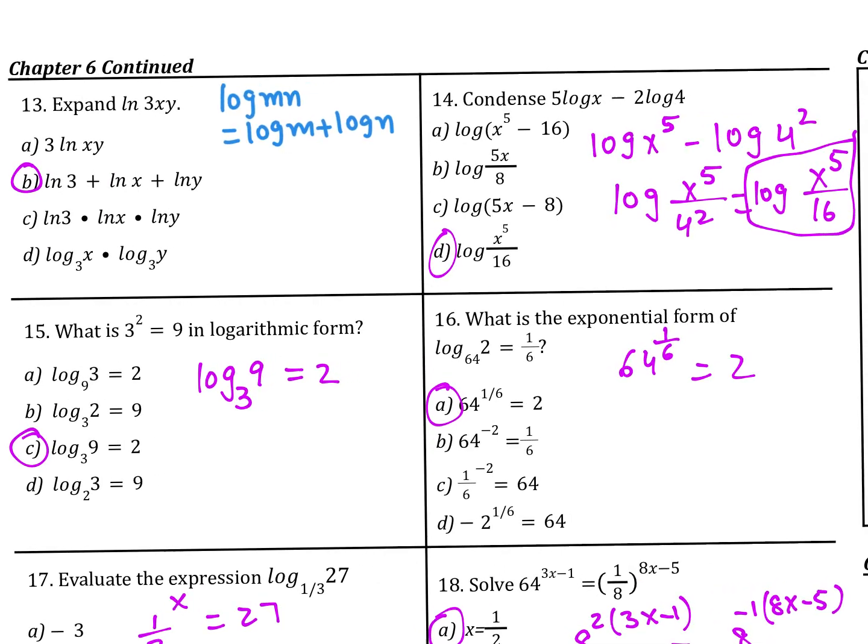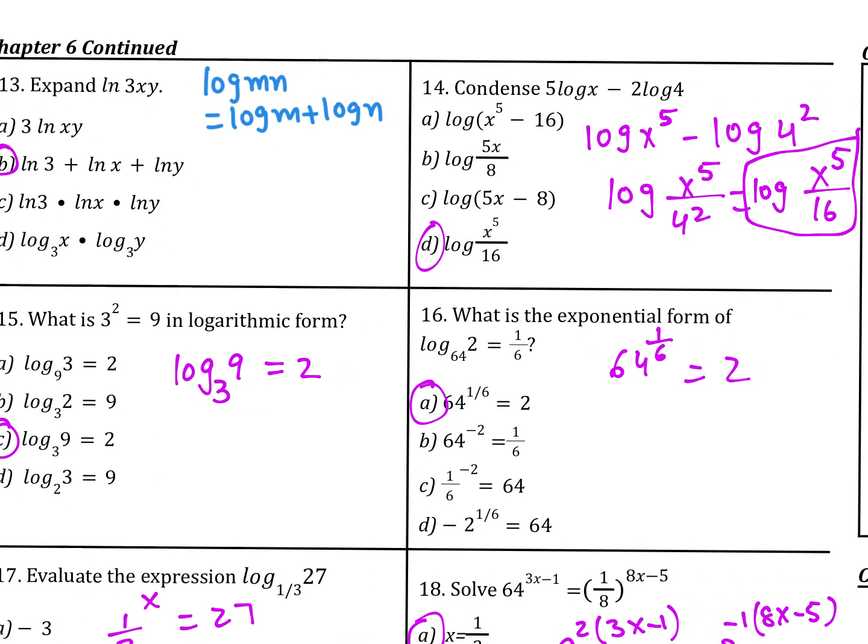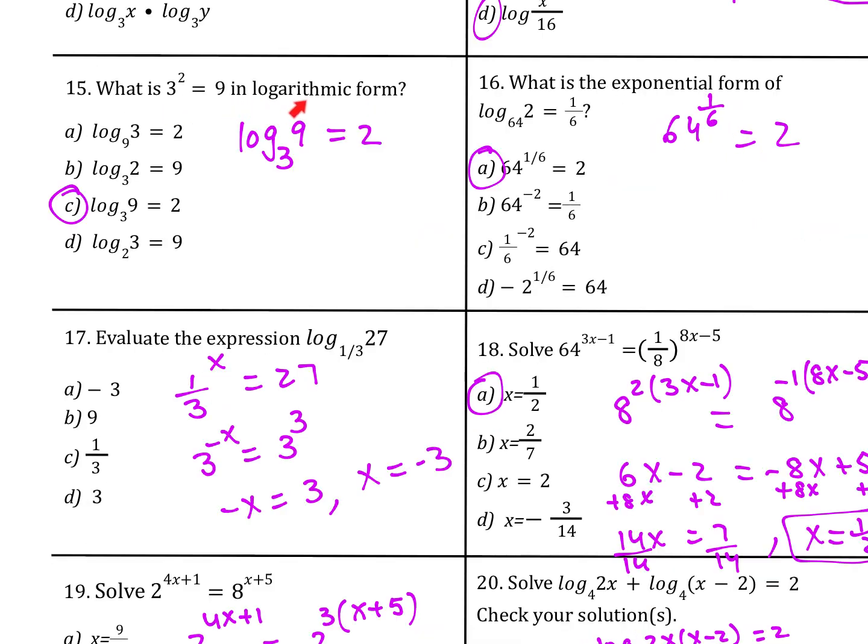Next we have condense. Whenever you see a number in the front, move that as an exponent, so x to the power 5. 2, move it as 4 to the power 2. Log m minus log n is log m over n. So log m over n equals log m minus log n. So change from here to here, it becomes x to the power 5 over 4 to the power 2, which is 16.